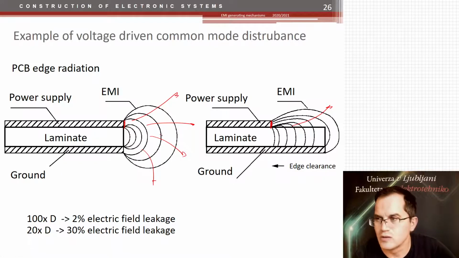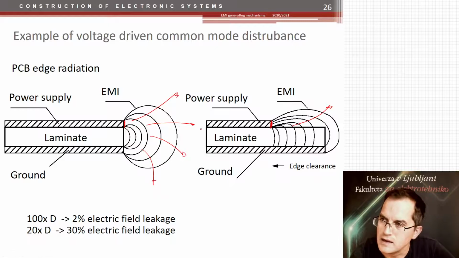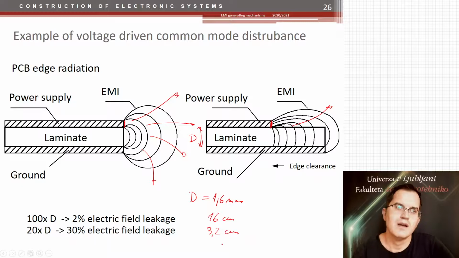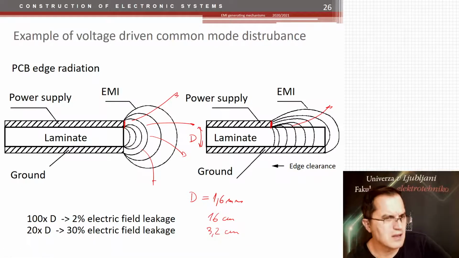And in order to contain 98%, so only 2% of leakage, you have to use 100 times the thickness. If this is the thickness of the PCB, then 100 times the thickness would be really a lot. For a classical 1.6 millimeter thick PCB, you would need 16 centimeters. Or if we want just to save 70% of the field and 30% of leakage, you would do the 20H rule, so it would be 3.2 centimeters. Well, that's really a lot.